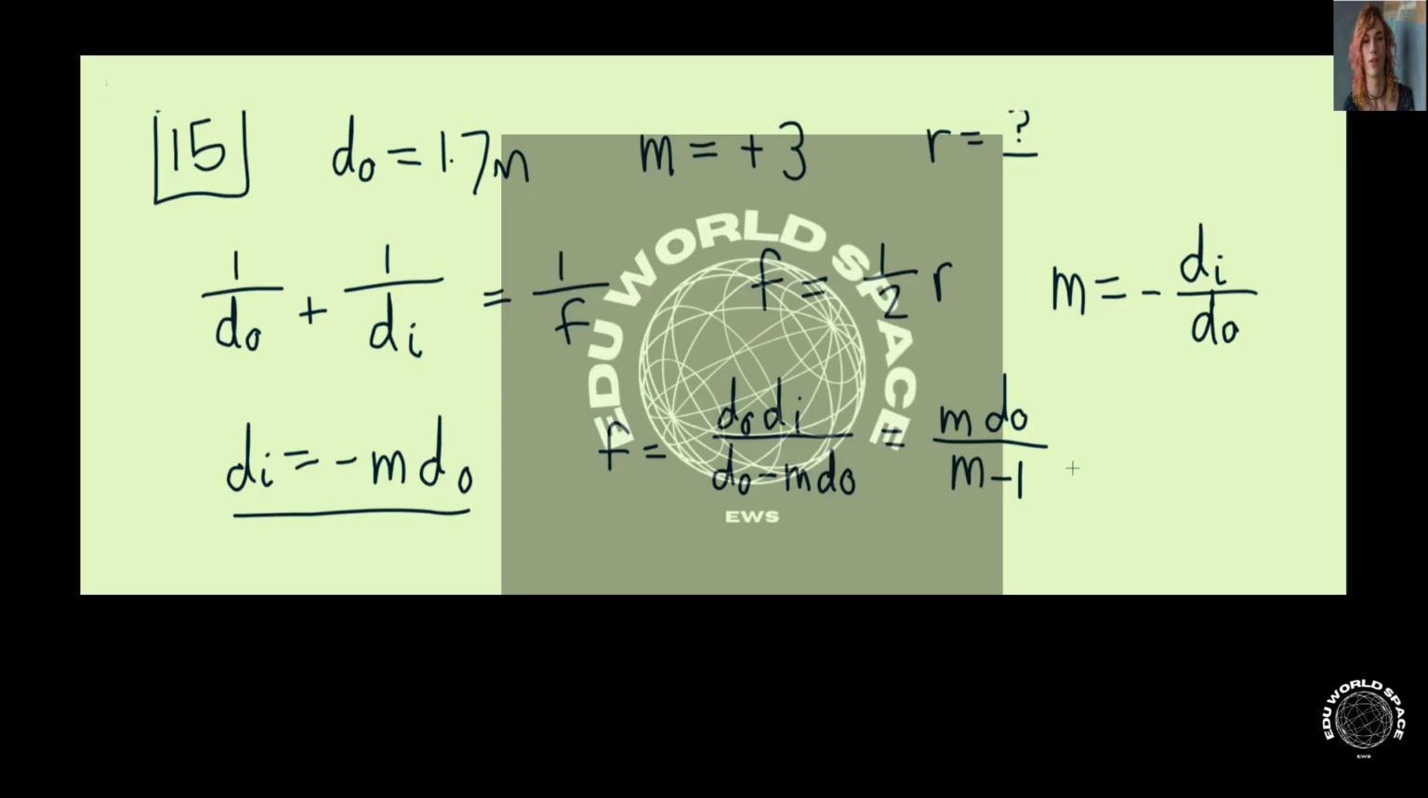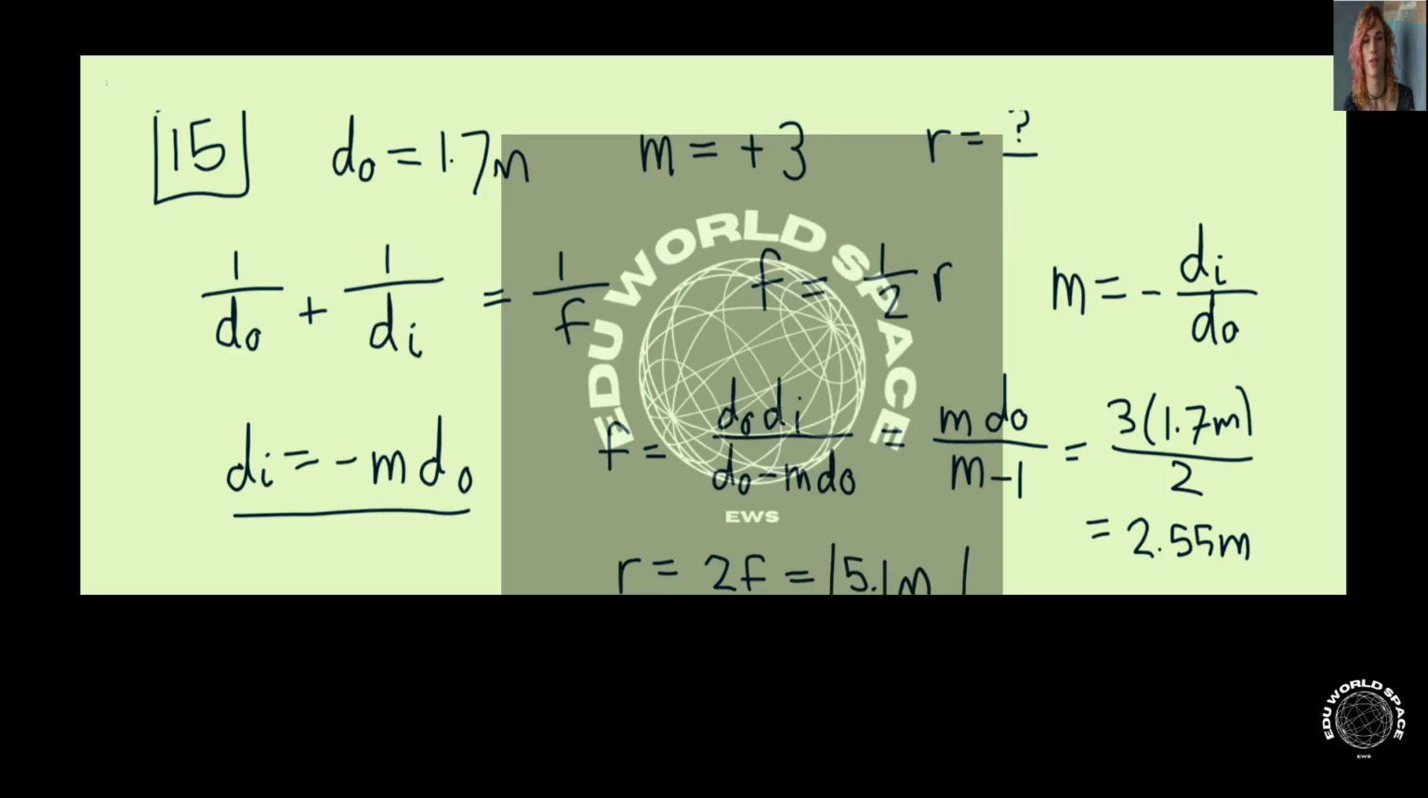Finally, we can put in some numbers. We have 3 times 1.7 meters over 3 minus 1, which is, of course, 2. And we end up with a result of 2.55 meters for the focal length. Once we have the focal length, getting the radius of curvature is easy. R is simply equal to 2 times f. So 2 times 2.55 gives us about 5.1 to be more precise.